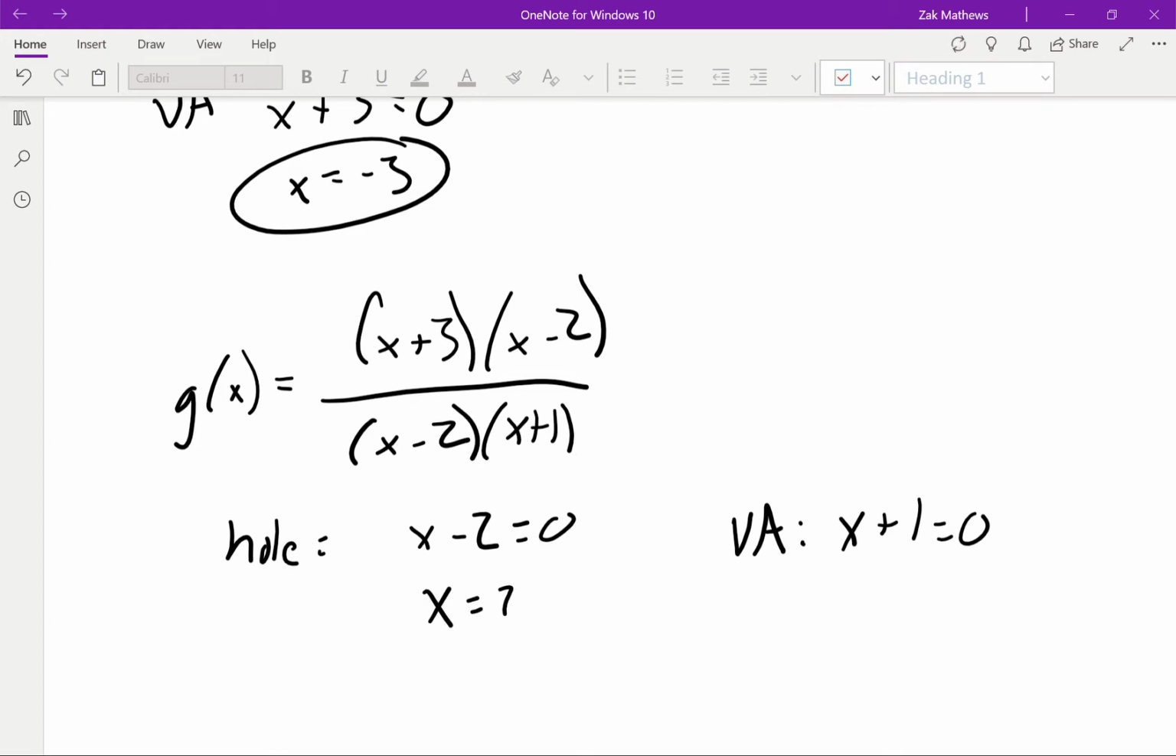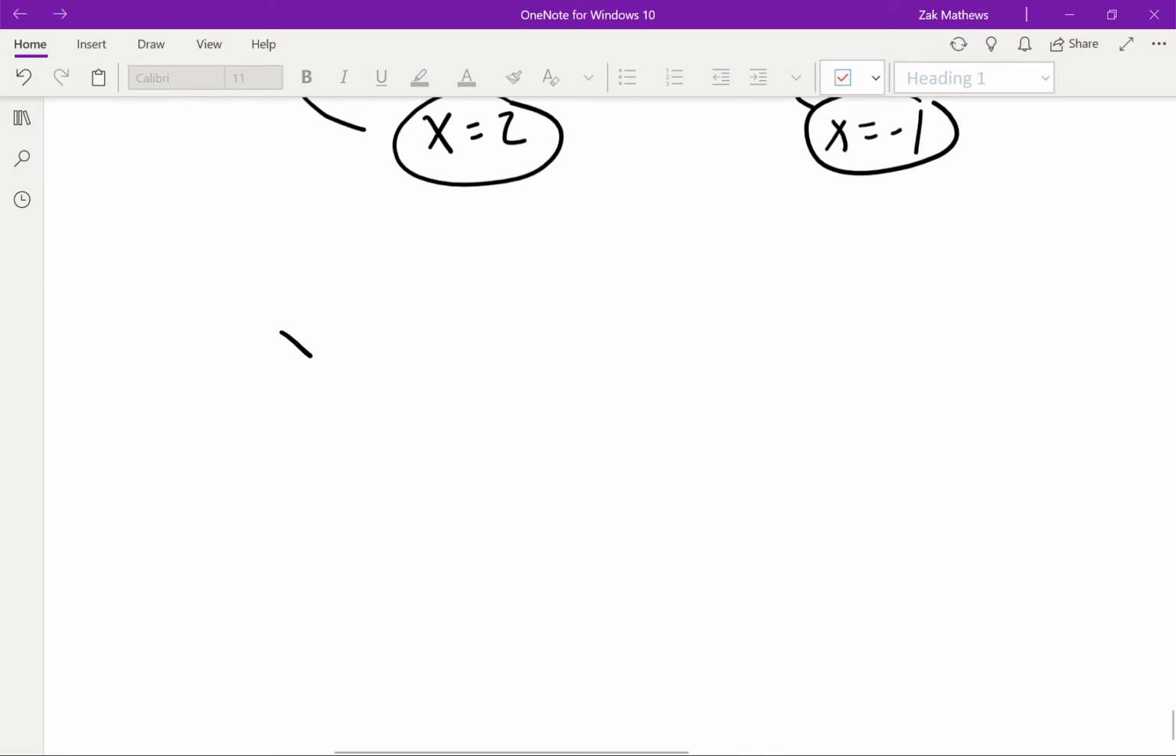So if I solve the first one, I get x is equal to 2. That is my hole. And then if I solve the second one, x is equal to negative 1, that is my vertical asymptote. Now, polynomials won't always be so easy. They might be multiplied out.